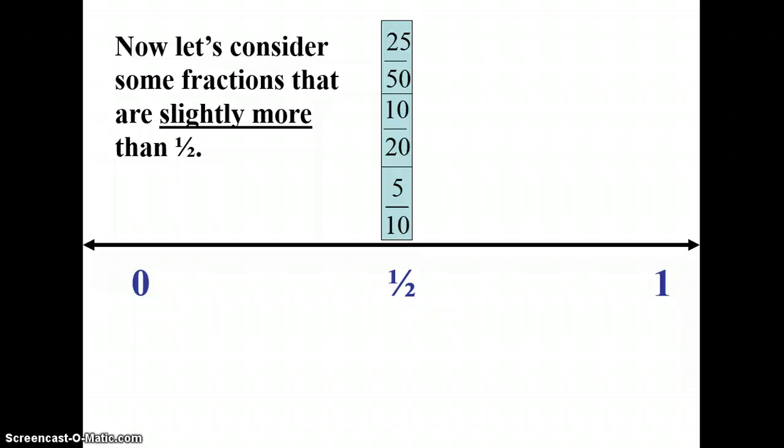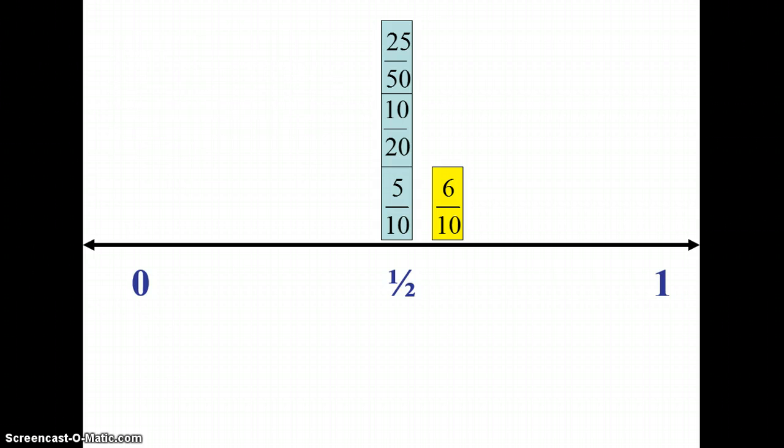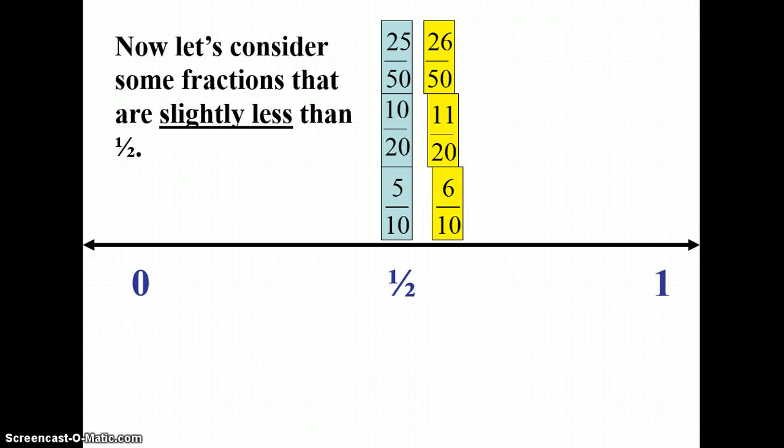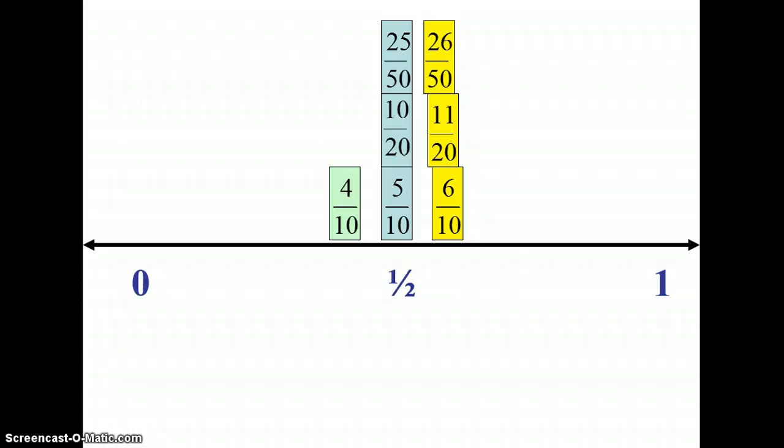And now let's consider some fractions that are slightly more than 1/2. You might be referring back to this list of equivalent fractions to 1/2, and thinking of fractions like 6/10. It's a little more than 1/2. 11/20, 26/50. Now let's consider some fractions that are slightly less than 1/2. If we're referring to the fractions that are equal to 1/2, we might be thinking of fractions like 4/10, 9/20, 24/50.